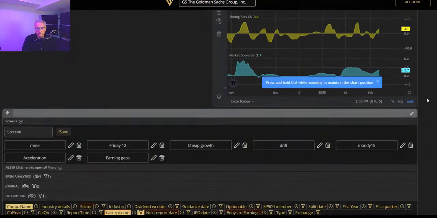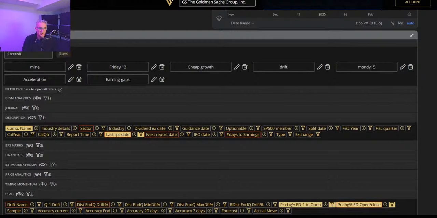Now, what you can do is you can click on save screen. You can record your screen, save it, call it earning gaps, and then whenever you click on earning gaps, you'll get straight there. So that would bring you a lot of value immediately. No need to reconfigure the screener all the time.